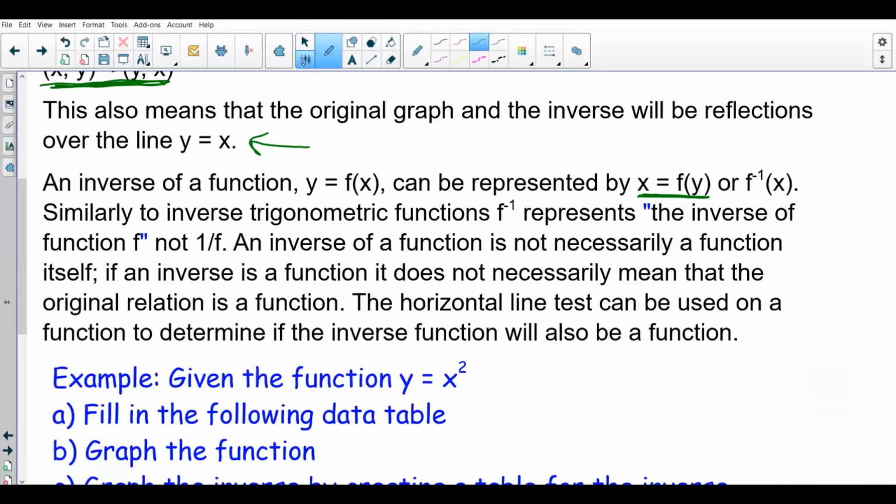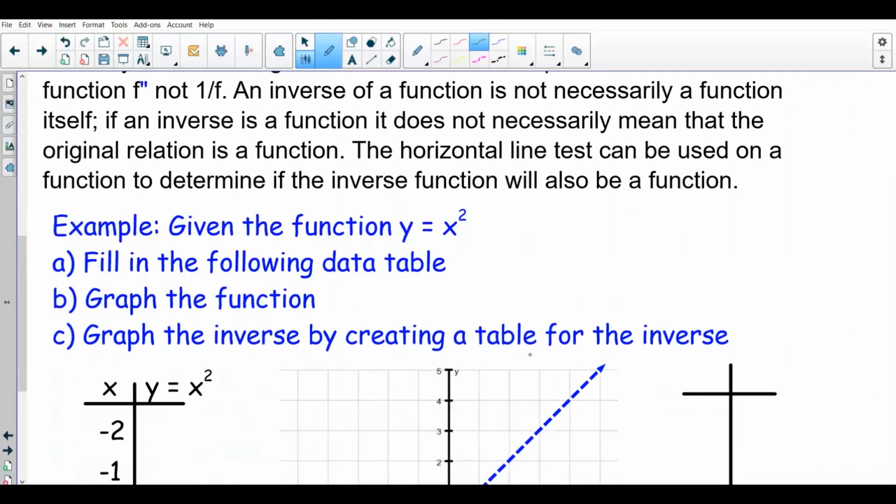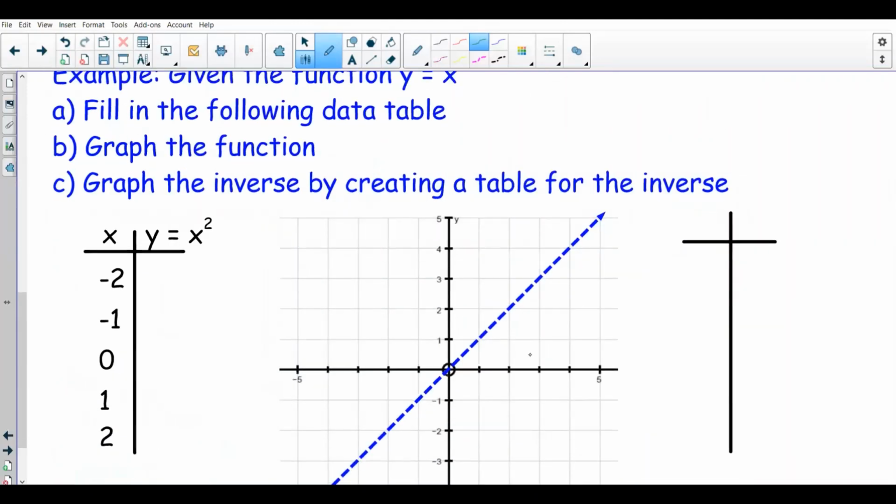Okay, so let's look at what we're going to do here. I have the function y equals x squared. I'm going to fill in the data table and graph my function. Then I'm going to graph the inverse by creating a table for the inverse. Well, this is pretty easy, just a regular quadratic.